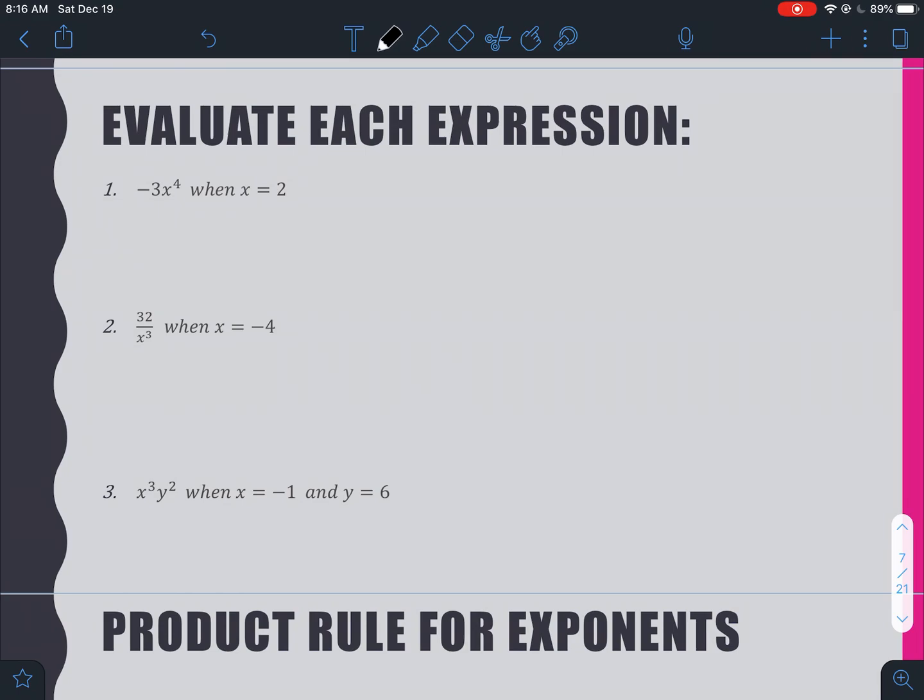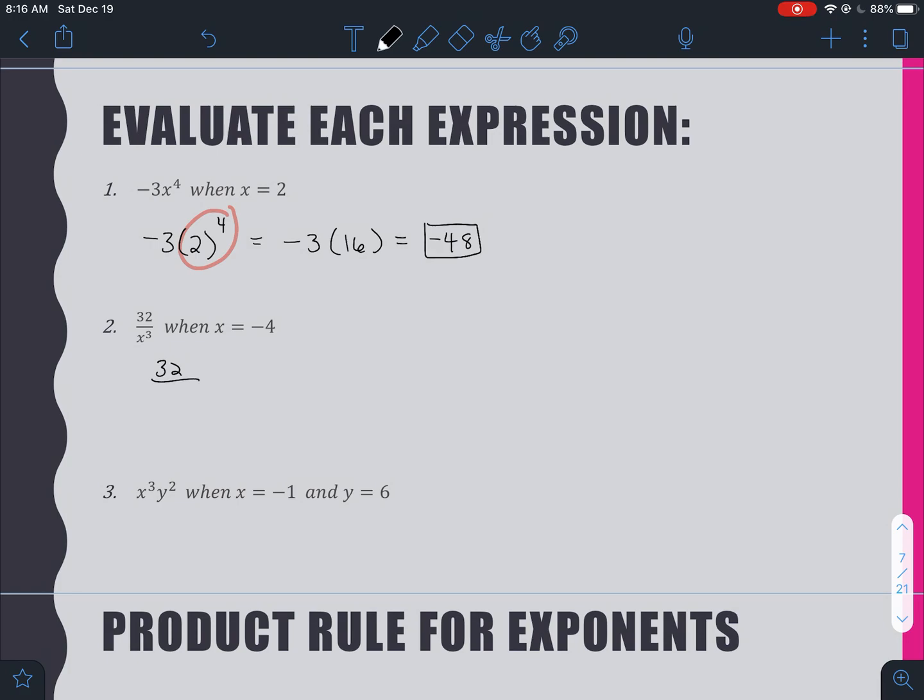All right, so if we're going to plug in, remember when we plug in, I always recommend putting what you're substituting or plugging in in parentheses. So this is going to be negative 3 times 2 to the 4th power. And now order of operations says to complete exponents first. And we just did 2 to the 4th, that's 16. So this is going to be negative 3 times 16, which is negative 48.